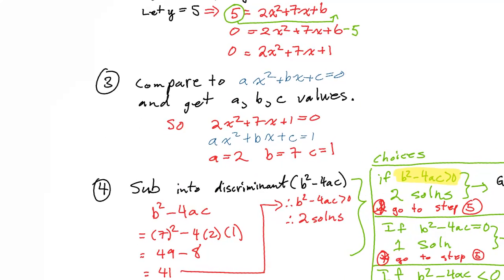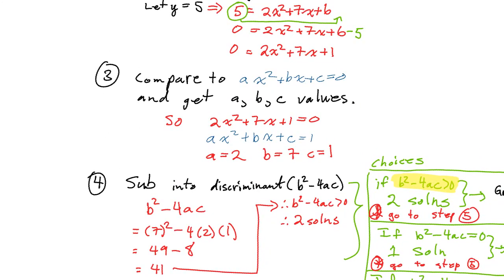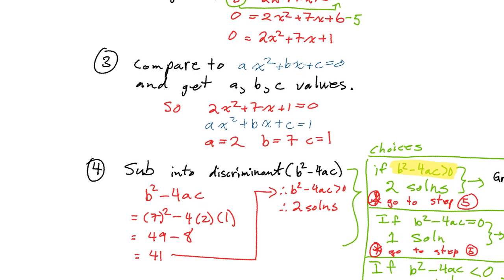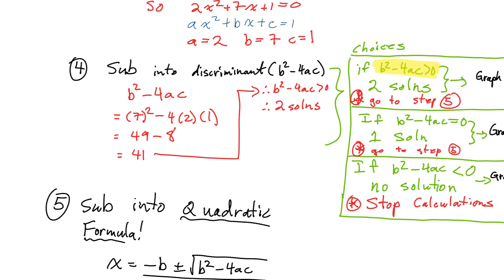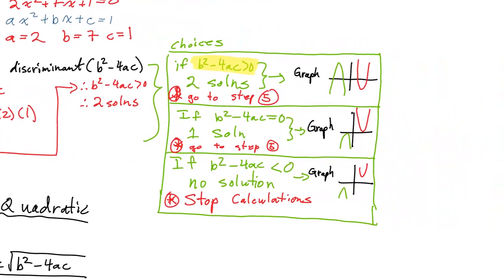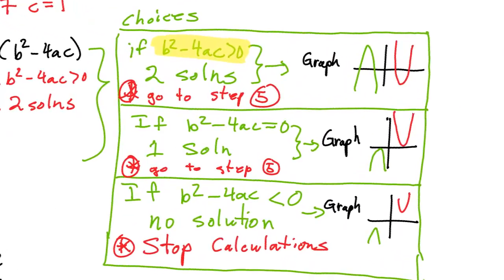Now, what is interesting about this is once you've compared that, you've got your A, your B, your C, then what we do is we go and sub all this information into the discriminant. Now, you calculate your discriminant by plugging your numbers in. In this case, you get 7 squared minus 4 times 2 times 1, and you get 49 minus 8, which is 41.